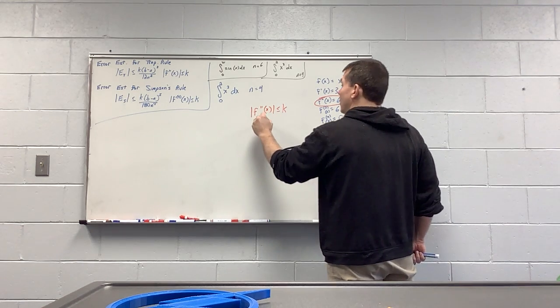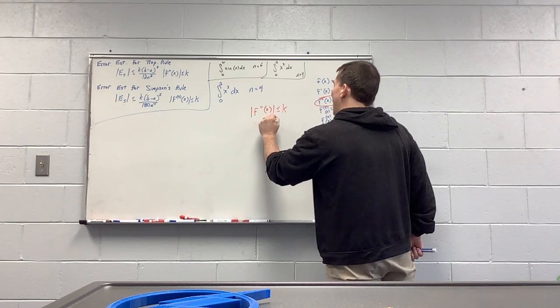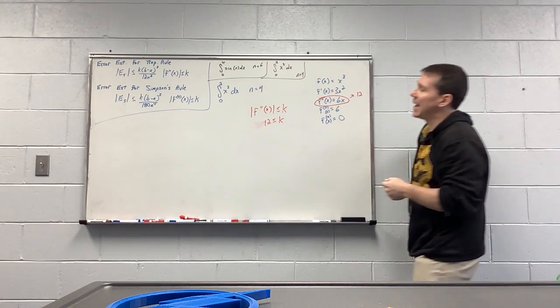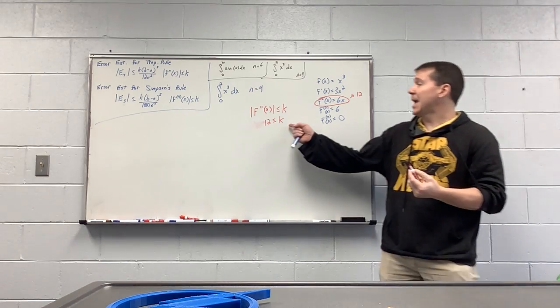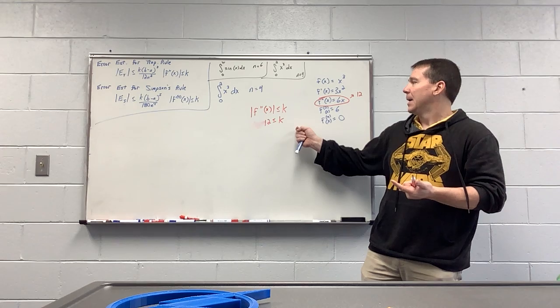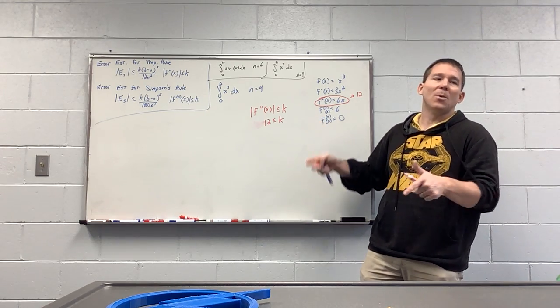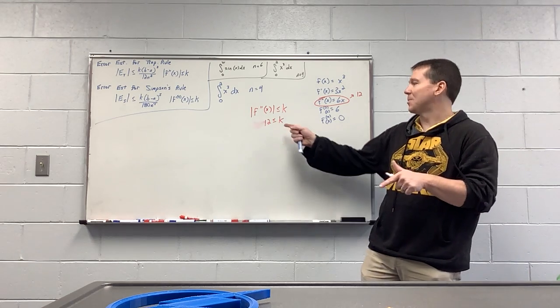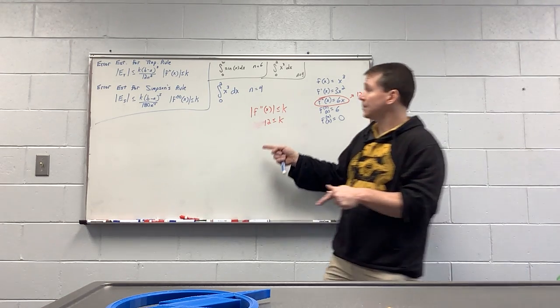So then I know, I don't need the absolute value here, 12 is less than or equal to k. So that's the k I can use. I can use any k I want. I could use 13 or 15 or you name it. But my goal is to have the least amount of error possible, so I want to make k as small as possible. And in this case, 12 will work.